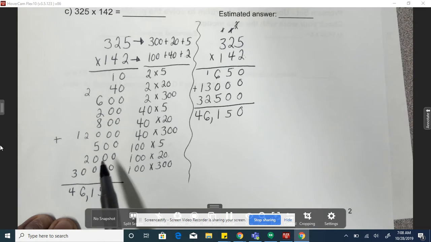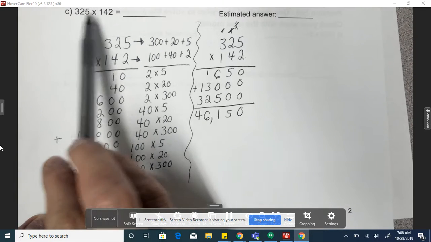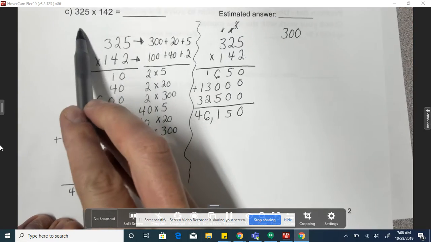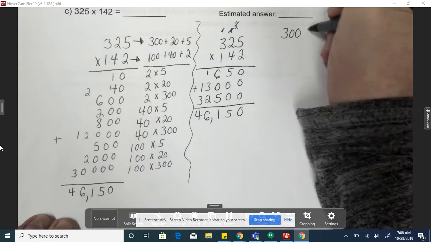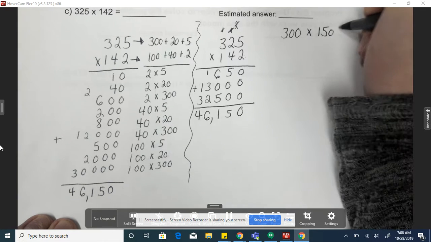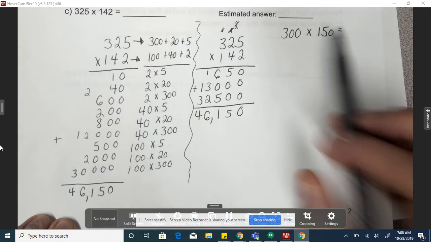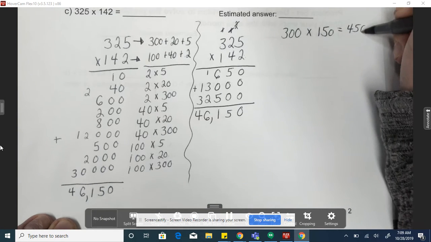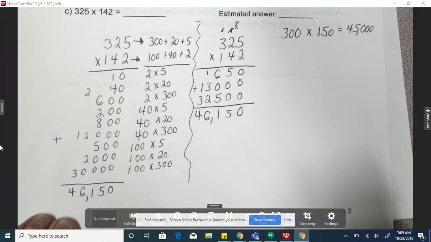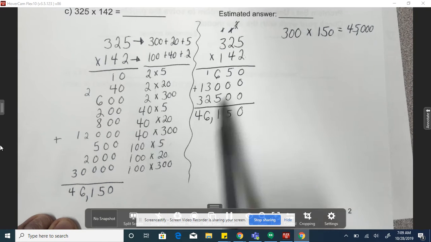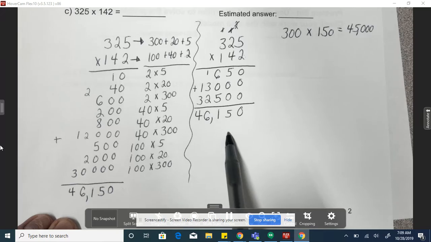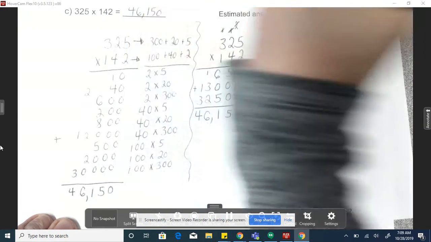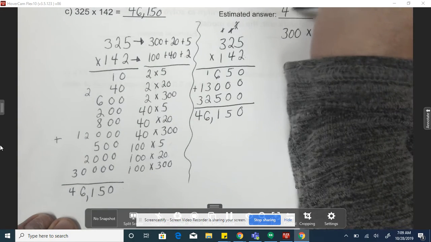Let's see if we estimate our answer, what we would get. I'm going to make this a little bit simpler on us. I'm going to just do 300. And since I rounded that number down, I'm going to round this number up, times 150. Let's see. I know that 3 times 15 is 45. I know that hundreds times tens is thousands, so 45,000. Look here, that's only about 1,000 away. My answer is very close. It must be reasonable. So I'm writing 46,150 on my answer line and 45,000 on my estimated answer line.